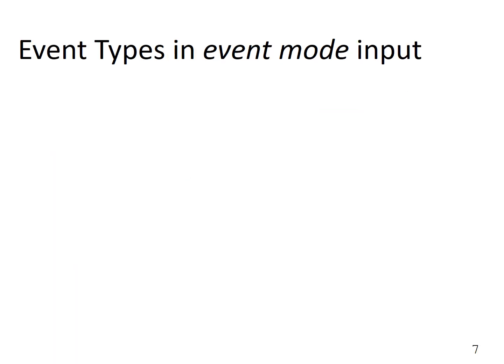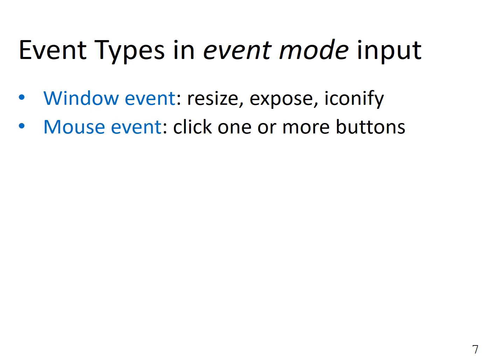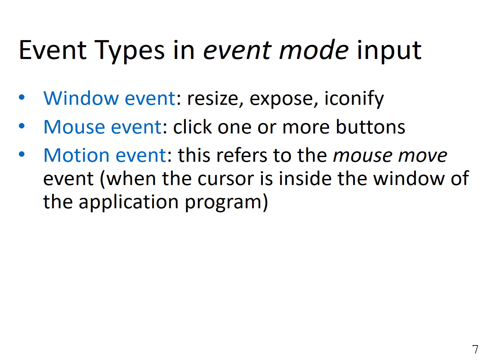Let's look at some example events. Window event. This event is generated when we resize a window, or when we expose a window, or when we iconify a window. Mouse event is generated when we click a mouse or when we move the mouse. Motion event. This refers to the mouse move event when the cursor is inside the window of the application program.